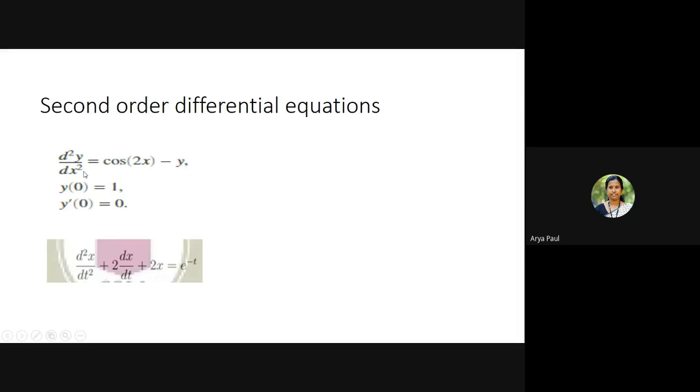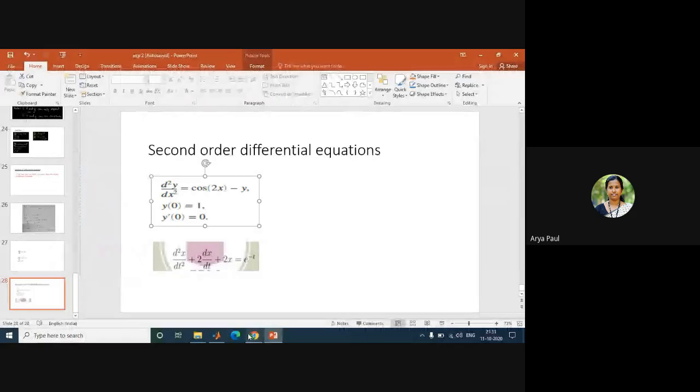d square y by dx square is equal to cos 2x minus y is your differential equation, and you have given the initial conditions y of 0 equal to 1 and y dash of 0 equal to 0. What do you mean by y dash? y dash is actually the differential of y. So you need to incorporate both initial conditions in your equation. See how we can do that.